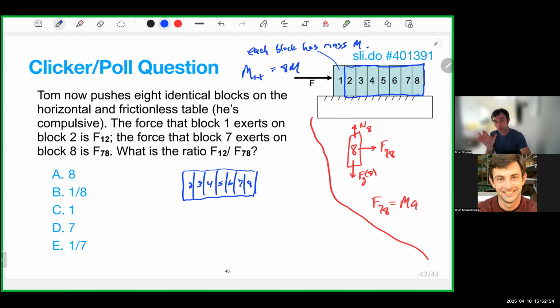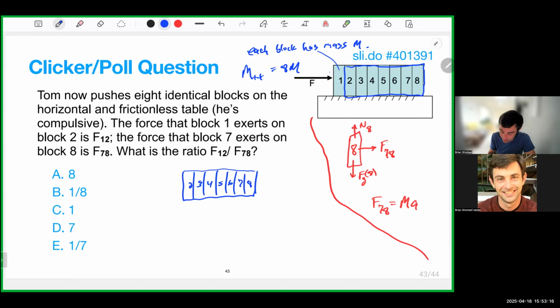If we treat books 2 through 8 as one object, then F78 does not appear on this free body diagram, right? F78 is 7 pushing on 8, and 8 is pushing back on 7. That's an internal force. When you're drawing a free body diagram, you want to draw all the forces that are external to that object.